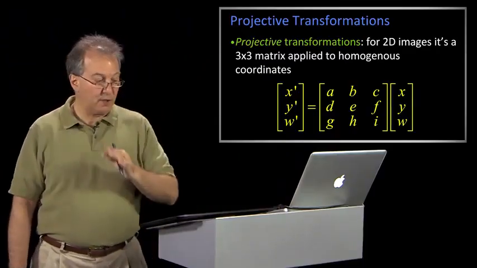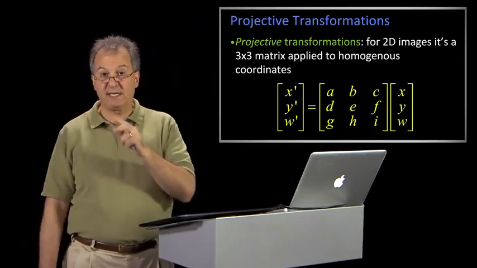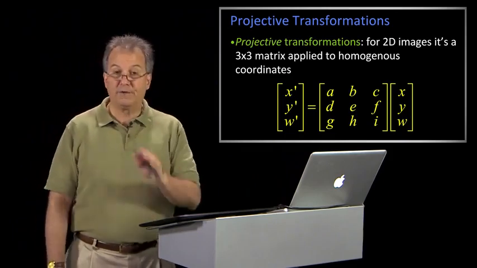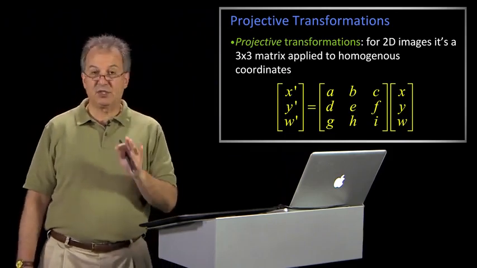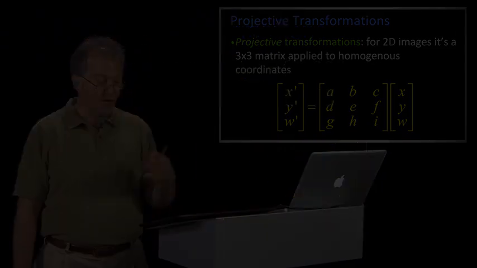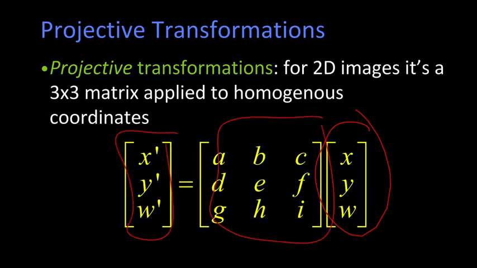By the way, because these are now just matrix multiplications, we could chain these transformations. We've also talked about projective transformations. Remember, for 3D, we used 4-length vectors and a 4 by 4 matrix. Well, for 2D images, it's just a 3 by 3 matrix applied to homogeneous coordinates. Here I've written an original vector x, y, w, w being the homogeneous coordinate. I apply my 3 by 3, I get a new x prime, y prime, w prime, and of course to go to non-homogeneous I have to divide through by w prime later.